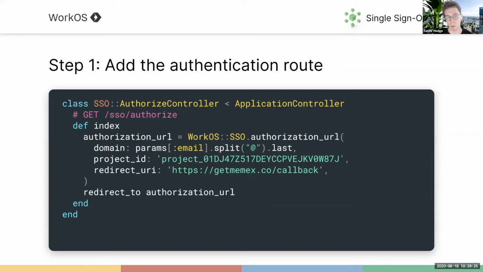Second, this requires a project ID, which is going to be found in your WorkOS dashboard. And this is going to act as the OAuth client ID and as a public identifier for our application. And third, this requires a redirect URI, which is going to be a location that the user is sent to after authenticating. And in our case, this will be our callback route, which we're going to set up in step 2.